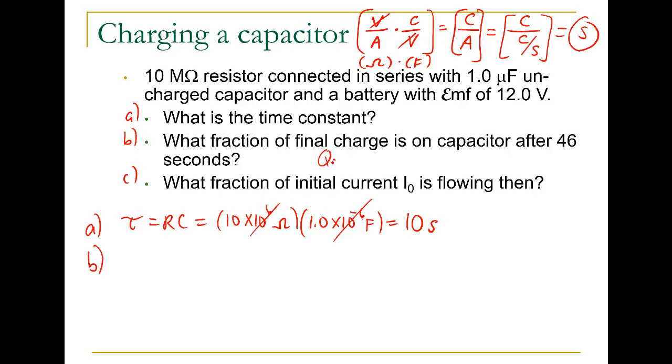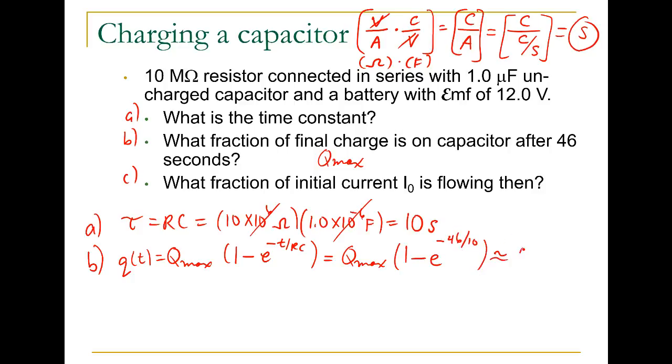Okay, so what fraction of the final charge Q max is on the capacitor at 46 seconds? Well, we have that Q as a function of time is equal to Q max times 1 minus e to the negative t over RC. If you just leave Q max there, we don't care what it is, but you plug in 1 minus e to the negative 46 over 10, you're going to get about 0.99 Q max. And this makes sense because if you remember Q versus t, we make it up to about 2/3 of the way after one value of tau. So after 4.5 taus, we're going to be really close to full.